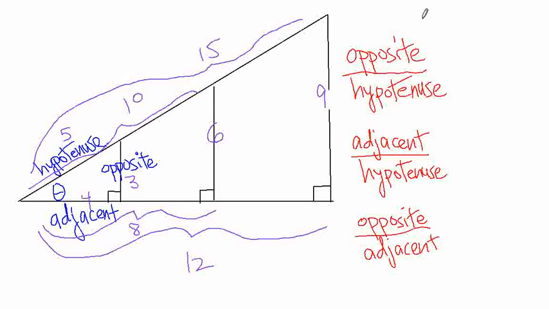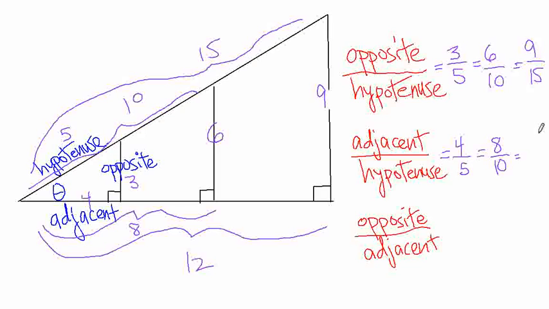Okay, so the opposite over the hypotenuse for my smallest triangle, I have 3 over 5. For the middle triangle, I have 6 over 10. For the largest triangle, I have 9 over 15. For the adjacent over the hypotenuse, for my smallest triangle, I have a ratio 4 over 5. For the middle right triangle, I have a ratio of 8 over 10. And for the largest right triangle, for the corresponding ratio, I have 12 over 15. And then for the opposite over adjacent, for my smallest triangle, I have the ratio 3 over 4. For the middle triangle, 6 over 8. And for the biggest triangle, 9 over 12.